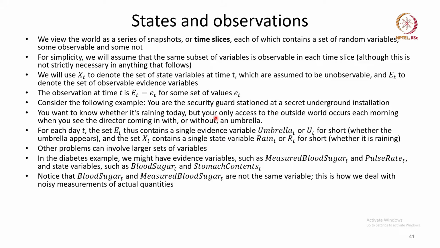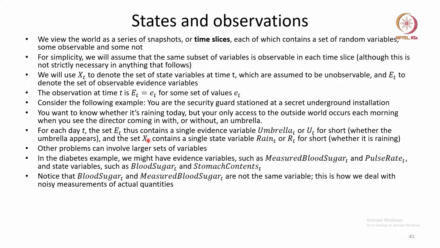If the director comes in with an umbrella in his hand, then he thinks it may be raining. So that's the idea. For each day t, you have the set E_t. What does this E_t consist of? The evidence. The evidence is whether the umbrella appears or not, call it Umbrella_t. And then you have the set X_t, which consists of a single state variable, which is the rain, whether it is raining or not. So that is the problem that we can think of.